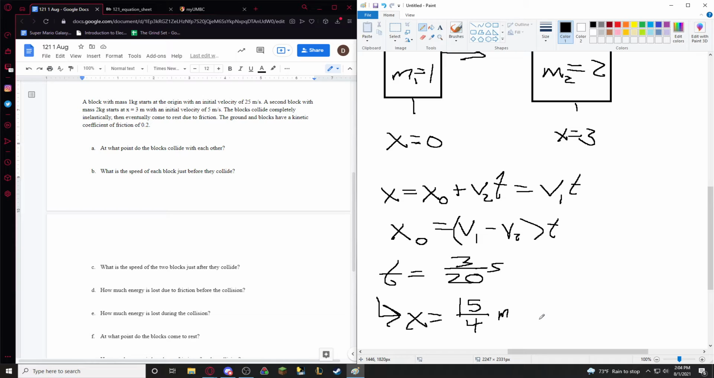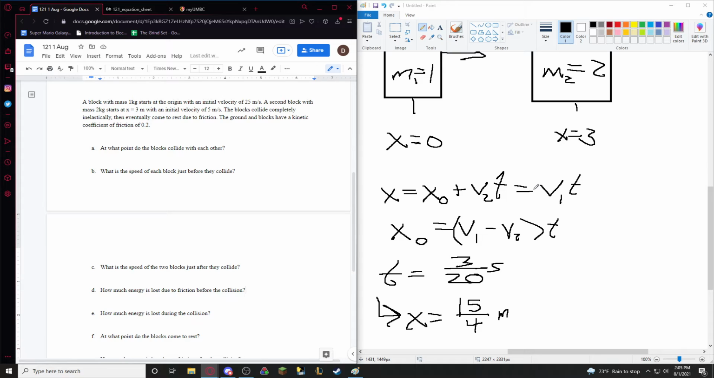All right. Now we're going to go ahead and ignore B and D here, because that would be assuming friction is acting on them before they collide. We're first going to solve this without friction before they collide, just to make things a bit simpler.